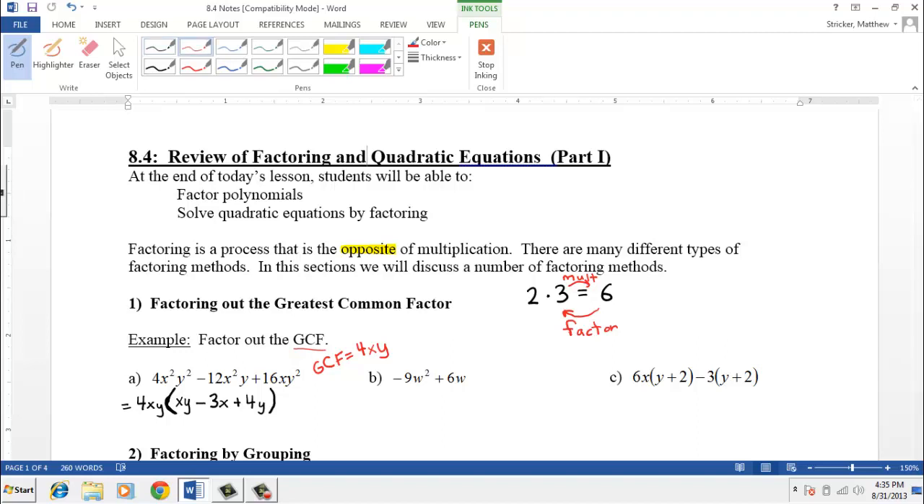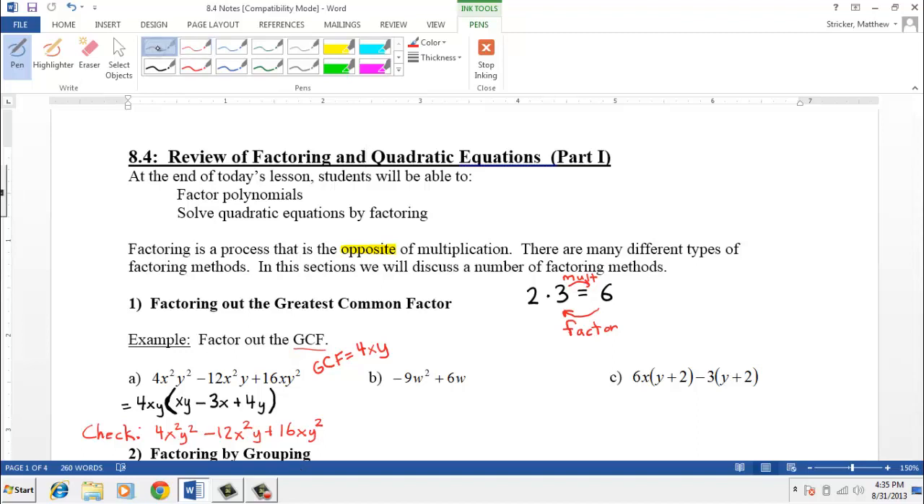And if you're not sure that you did it right, one thing we can always do as a check is distribute and make sure that we get back what we started with. So 4xy times xy is 4x squared y squared. 4xy times negative 3x is negative 12x squared y. And then lastly, 4xy times 4y squared is a positive 16xy squared. So we're good. Hopefully that looks familiar.